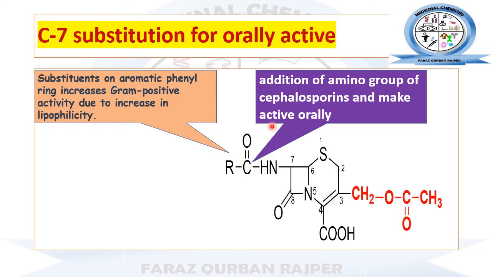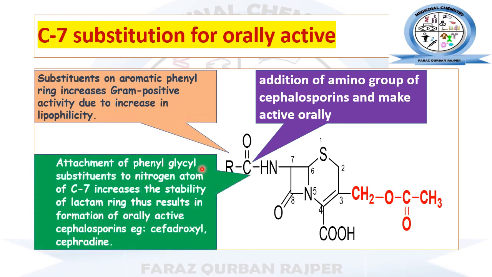Clear? Besides this, we can also substitute the aromatic phenyl ring of the C7 acyl amino, like present in the cephalosporin or present in the cefaclor, the benzene or phenyl ring that is present. We can also substitute that ring with other derivative, and now that derivative will have the more gram-positive activity because of the increase in their lipophilicity value.